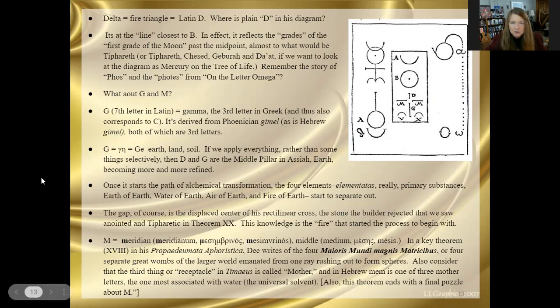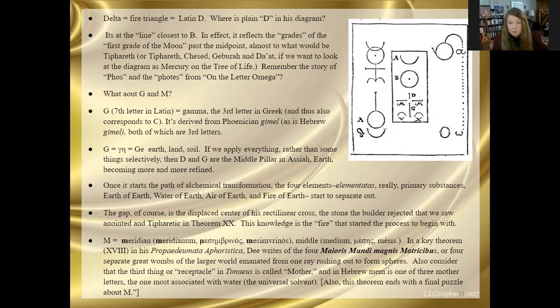M is a very special letter to Dee. He uses it a lot, particularly in another work of his, the Propaedeumata Aphoristica, 120 aphorisms that he writes before the Hieroglyphic Monad, and then he revises it after, and then he inserts some Hebrew in it and some things that no one understands, although you can read it and understand it if you know the Hieroglyphic Monad. So in a key theorem there, he writes about the four maiores mundi magnus matricibus, or the four separate wombs of the larger world, emanated from one ray, rushing out to form spheres. Light rushing out in one ray might sound familiar to some of you.